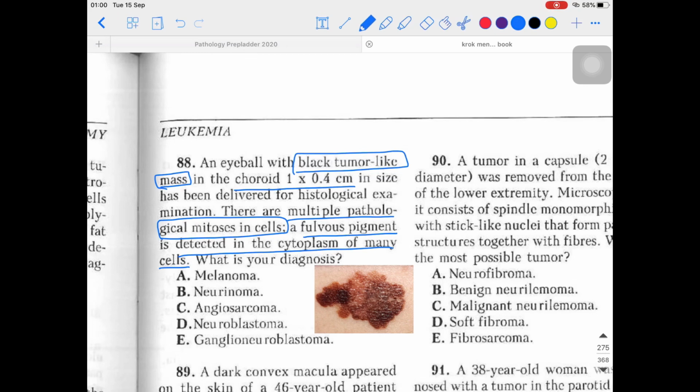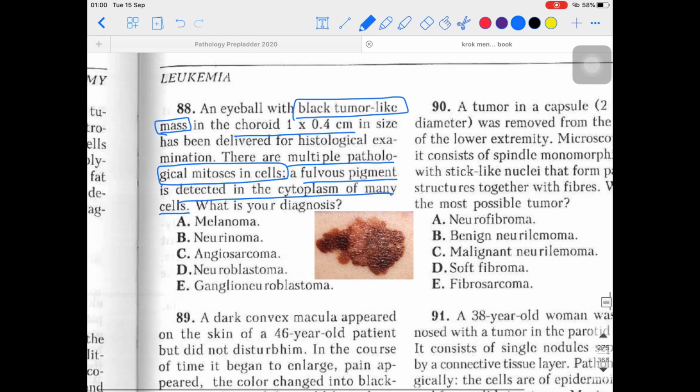Multiple pathological mitoses, they are talking about the malignancy component over here. Fulvous pigment. What is the important structure that gives you the pigment in your skin, for example? That is the melanin. If there is some kind of black tumor like mass, they are telling you that a tumor is present in the structure which imparts the color of your skin, and that will be the melanoma.